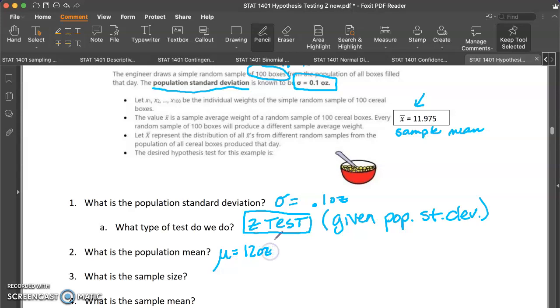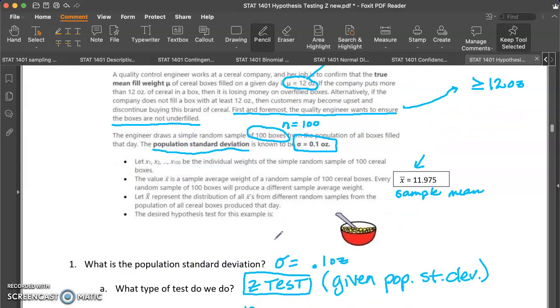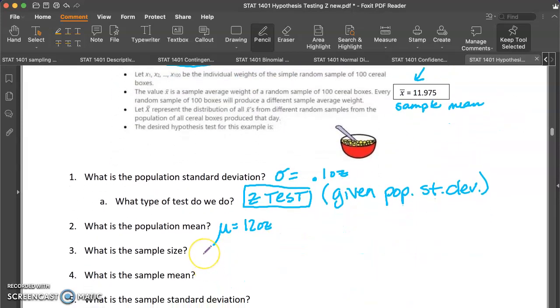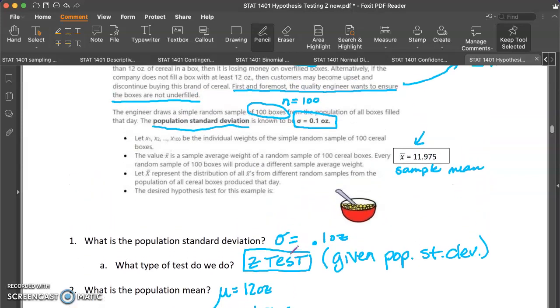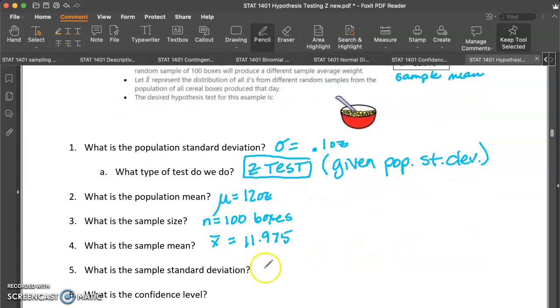And I got that right up here, where I've marked population mean. What is the sample size? They told us in our sample that we were going to sample 100 boxes. And what is the sample mean? They gave that to us. That's X bar equals 11.975. What is the sample standard deviation? We don't have the sample standard deviation, so we're just going to say that we don't know it, okay?